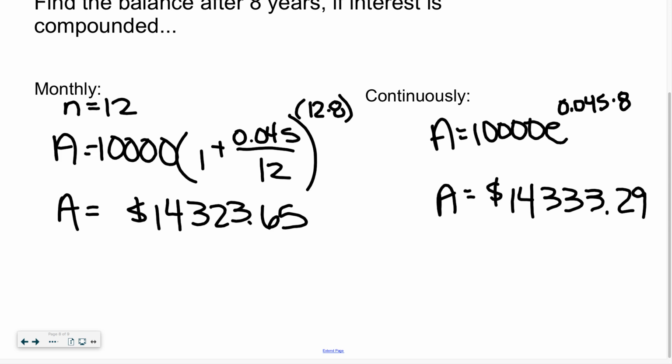So we can see, if a bank is running on a system and compounding every day or every month, it's not really cheating us out of that much money to not compound continuously. But you still should always make more money the higher the number of times the interest is compounded.